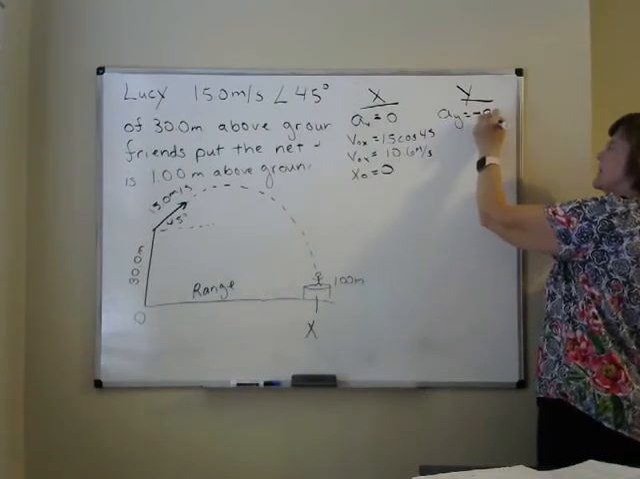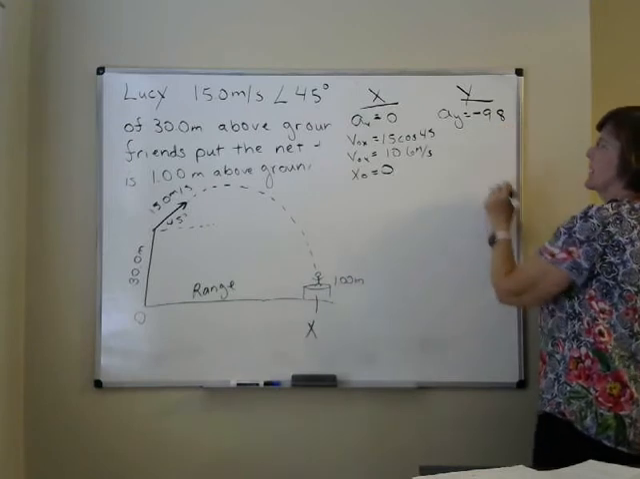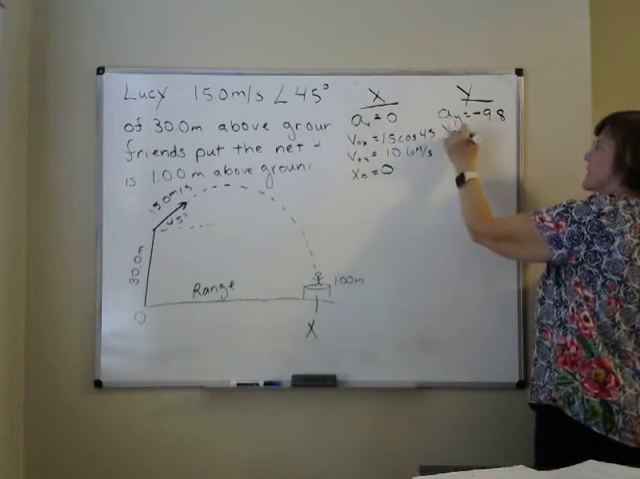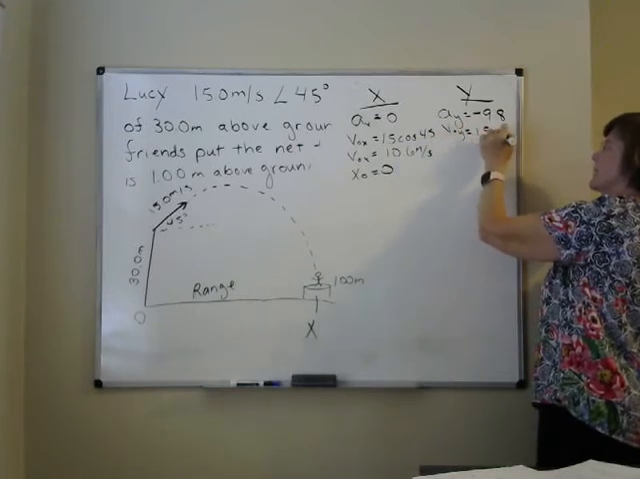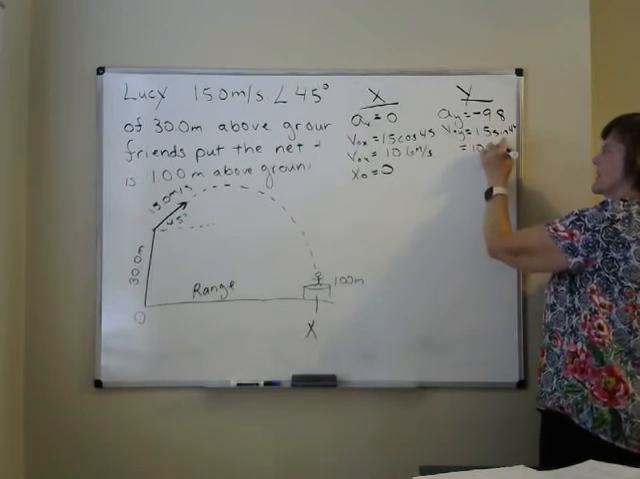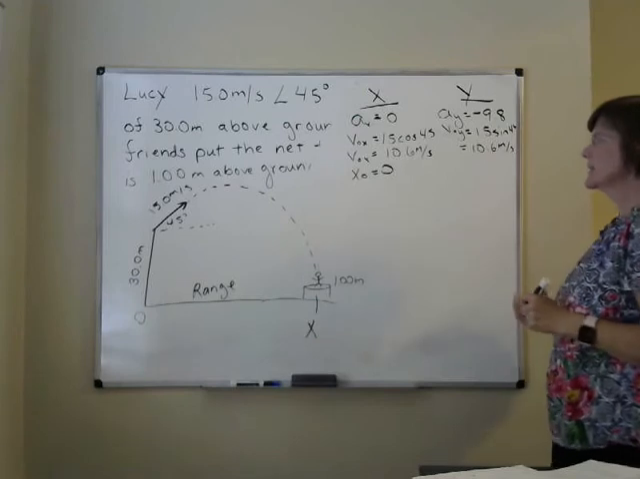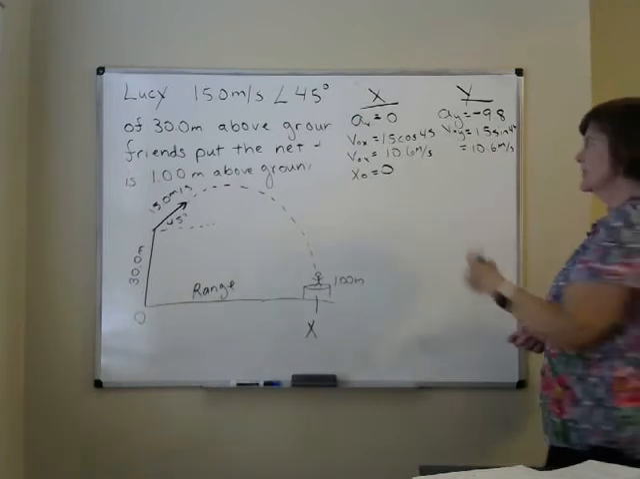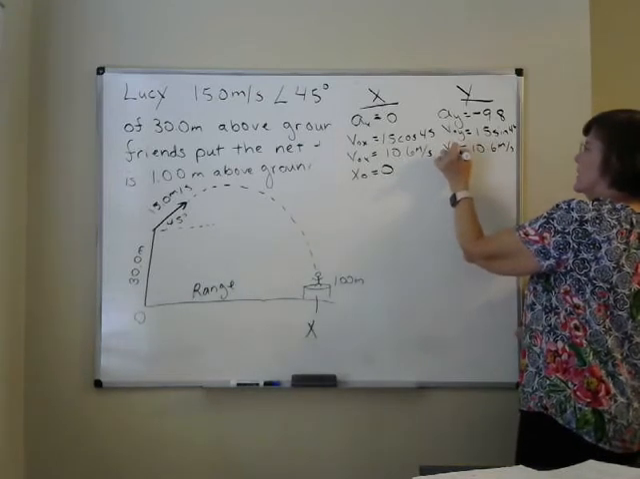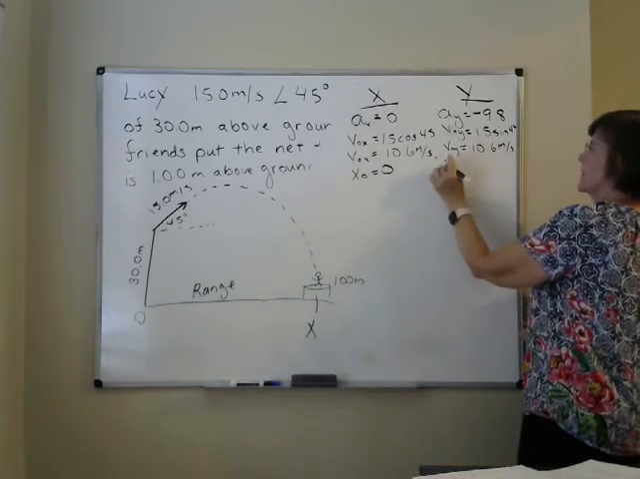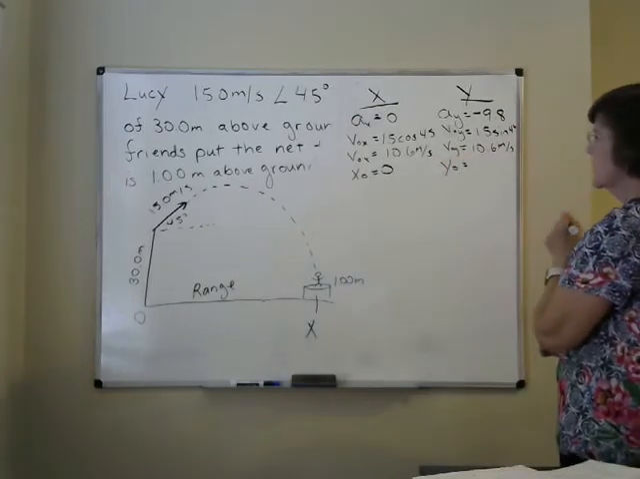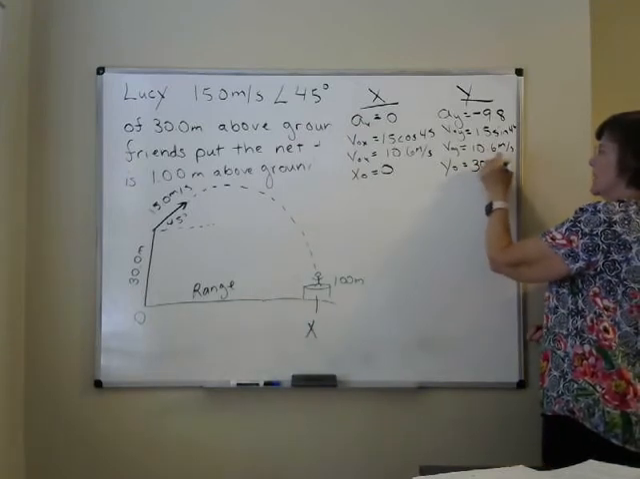This is negative 9.8. If I do 15 sine 45, that also is 10.6 meters per second. At 45 degrees, your x and y components are the same. You're going just as much up as you are over. And of course, the acceleration. The initial height in this case, it says, is 30 meters. She starts out 30 meters above the ground.